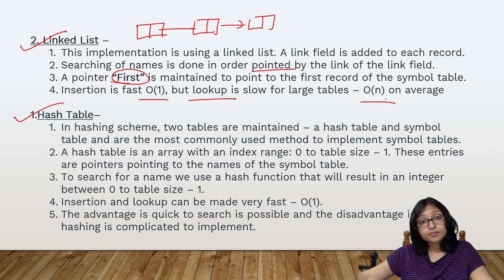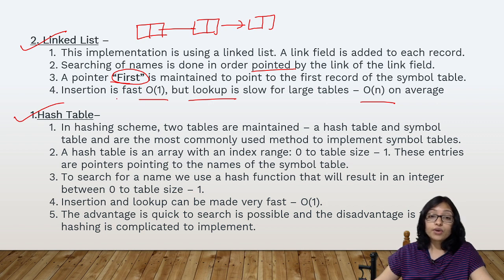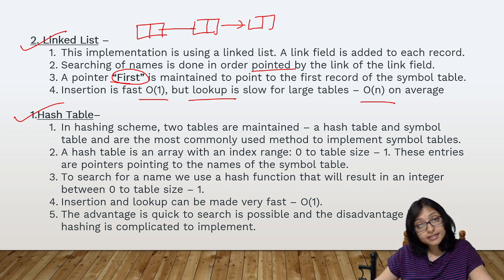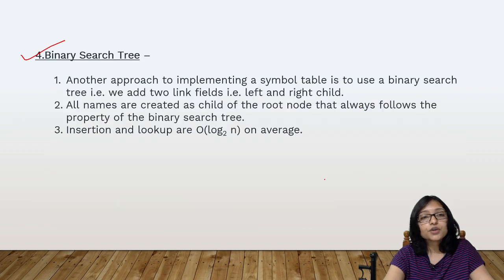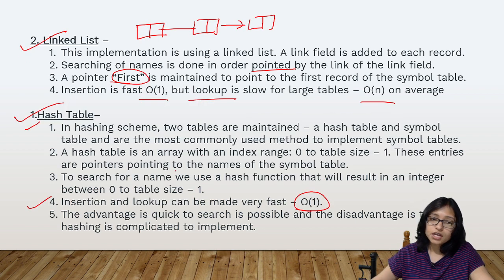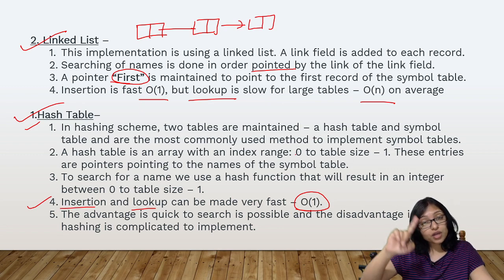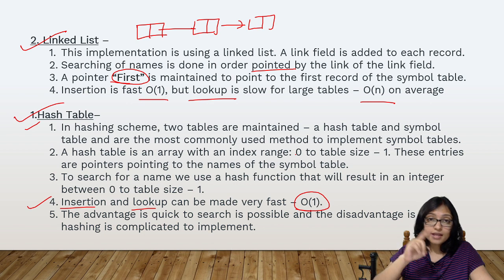But for the hash table, there is the concept of hashing. In the hashing concept, as you can directly search with the hash function, the advantage in the hash table is that insertion and lookup are both very fast, that is order of 1, because of the hashing concept. If you don't know the hashing concept, then you have to go to the data structure part, right?